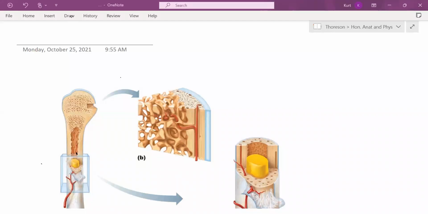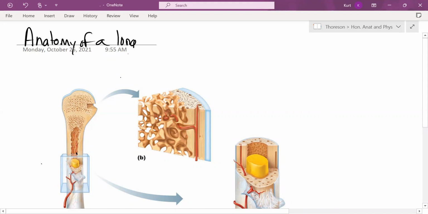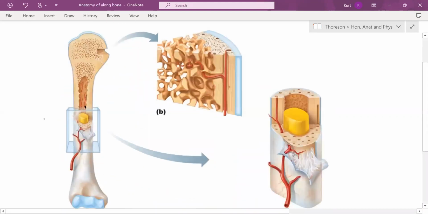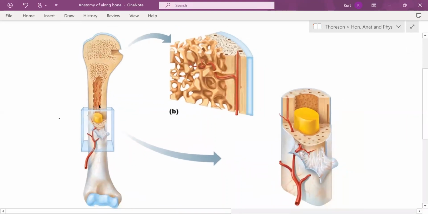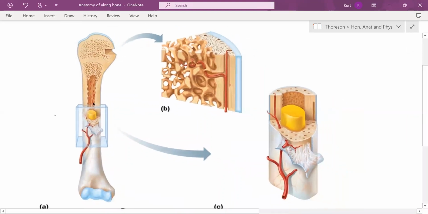Okay, today we are going to talk about the anatomy of a long bone. Can anybody tell me what bone that is exactly? It's a long bone, so you can narrow it down. Look at the entire structure. Think before you speak. Raise your hand if you think you know what bone this is.